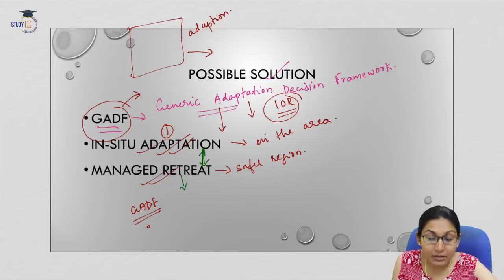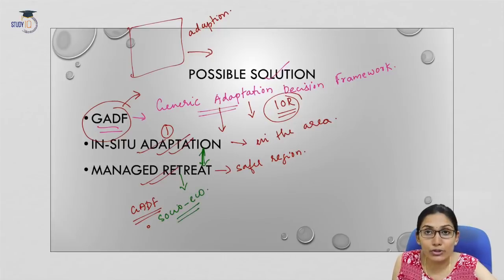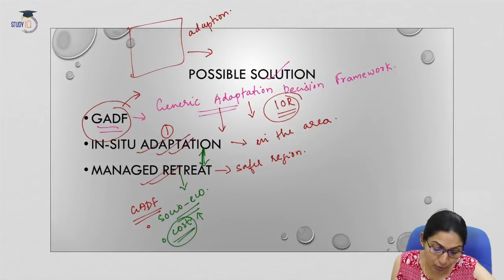Three conditions have to be satisfied. The first condition is that the socio-economic well-being under business as usual is diminishing. That is, if the socio and economic well-being is diminishing, there is social impact as well as economic impact. The second condition is that the cost of in-situ adaptation is higher than the business as usual scenario.